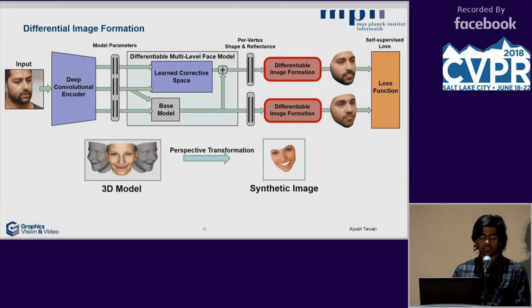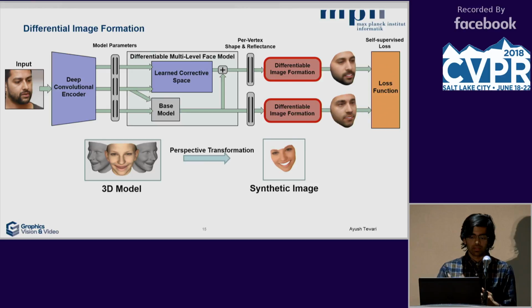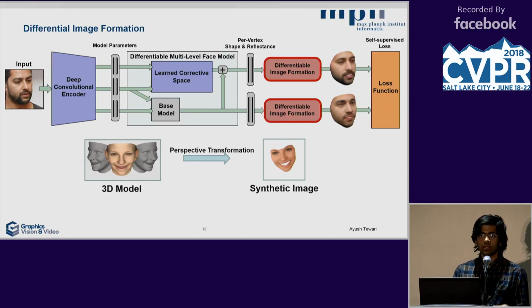Then we have the image formation layer. The image formation layer first computes the 3D model of the face from the geometry and reflectance it receives and also the scene parameters. And once it has the 3D model, it does a perspective transformation, projects it to the image plane, and gives us a synthetic image of the reconstruction. This image formation layer, like the base model, is fixed and not trainable.